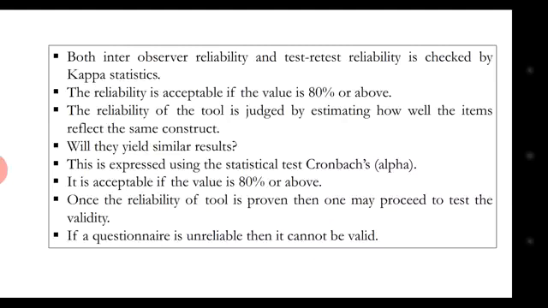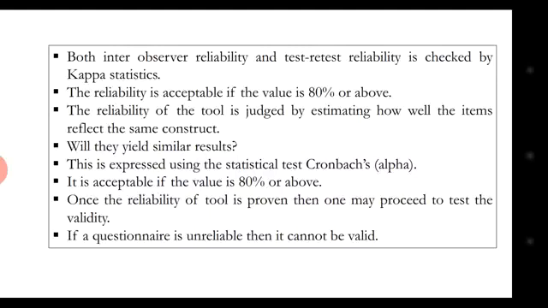And also the reliability of this questionnaire tool is judged by estimating how well the items are reflecting the same construct. So whether they are giving you the same results or not. Whoever the respondents may be, are you getting similar results? Because they all belong to a homogeneous group and you expect their responses to be similar, then definitely you can go ahead with that. So this is checked by the Cronbach's alpha test, and here also you want the percentage value to be 80 and above.